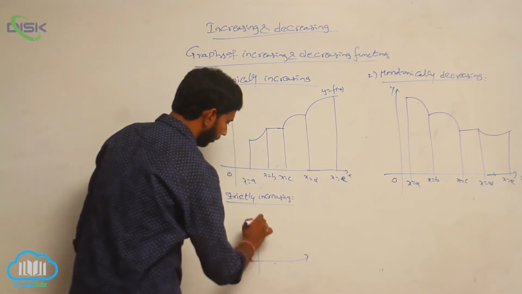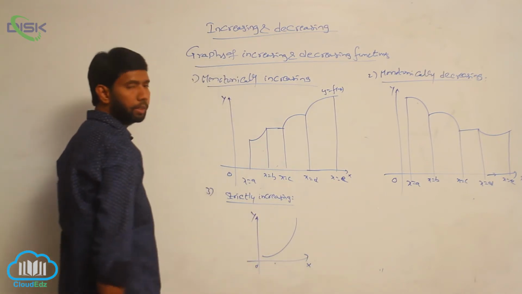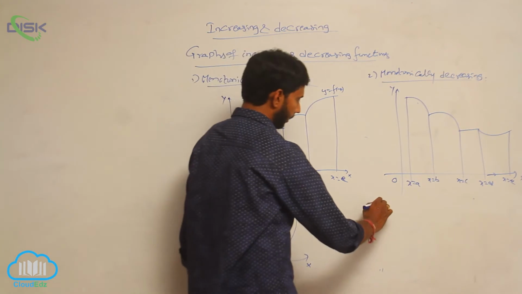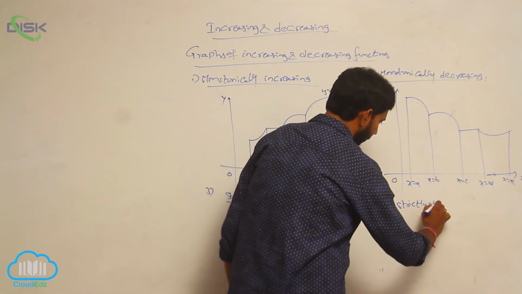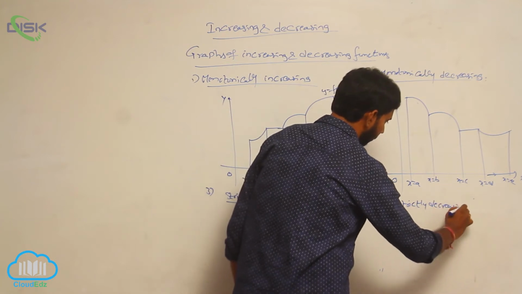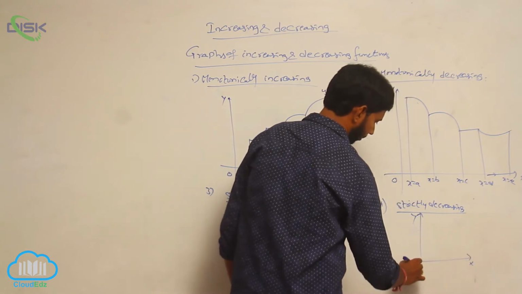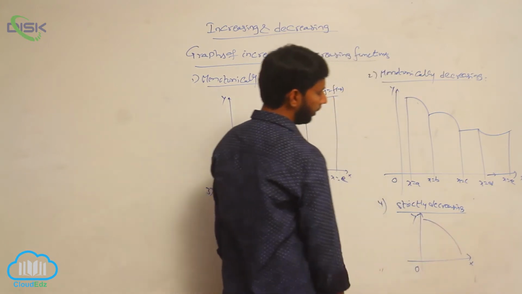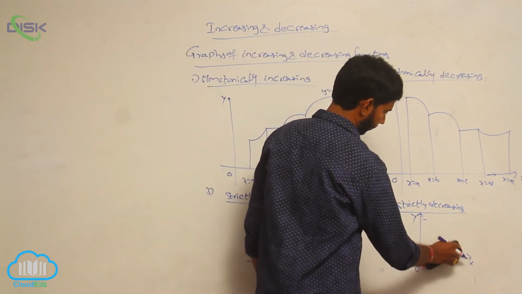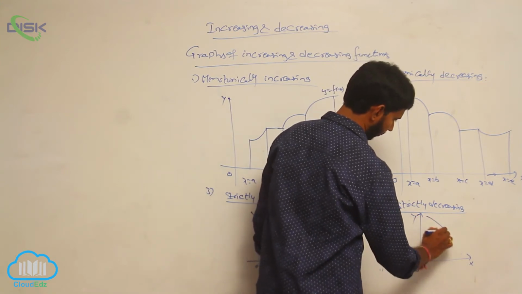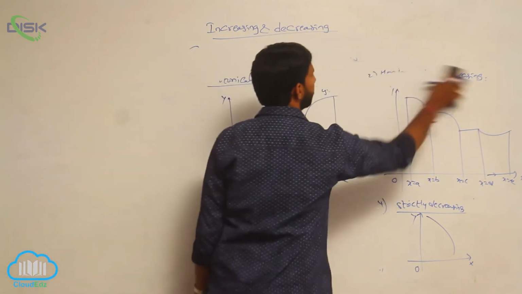The strictly increasing graph is, this graph represents strictly increasing, and the next one is strictly decreasing. The graph represents strictly decreasing. And next, let us go to another definition of increasing and decreasing.